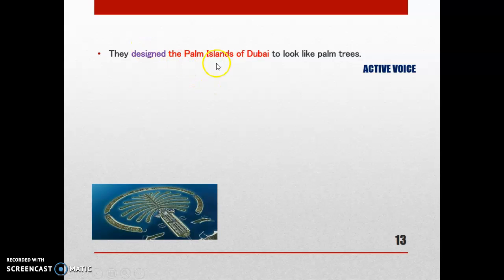They designed the Palm Islands of Dubai to look like palm trees. The Palm Islands of Dubai were designed, because there are many islands, plural, they were designed to look like palm trees. So the doer of the action again is not important, because we do not have specific names.